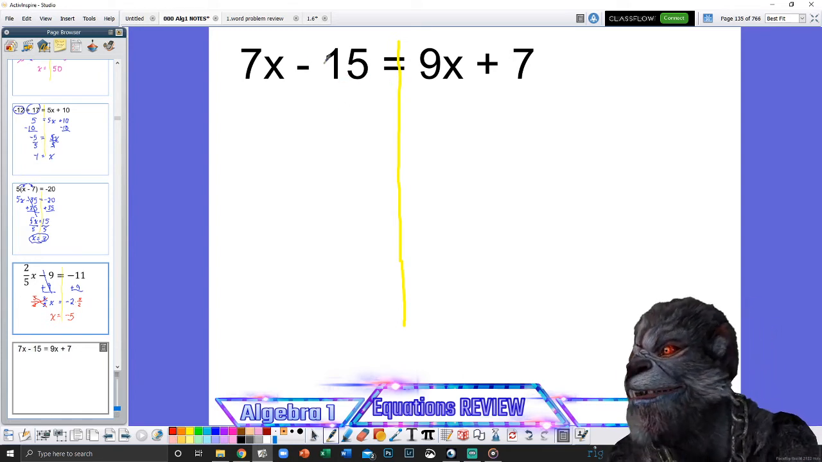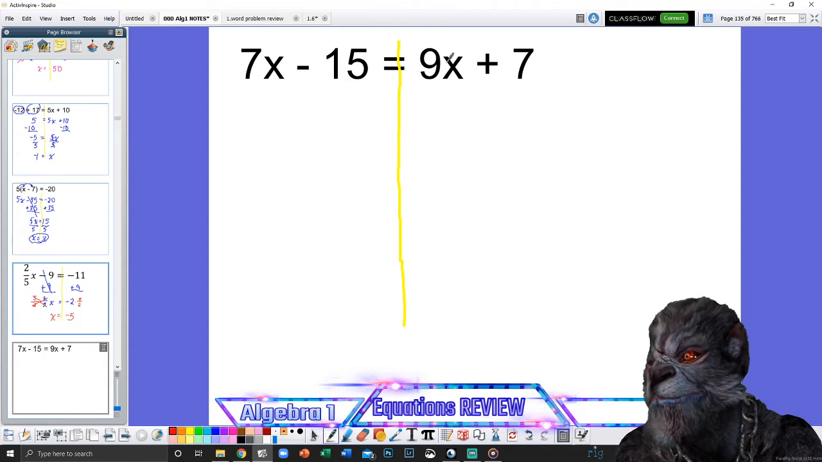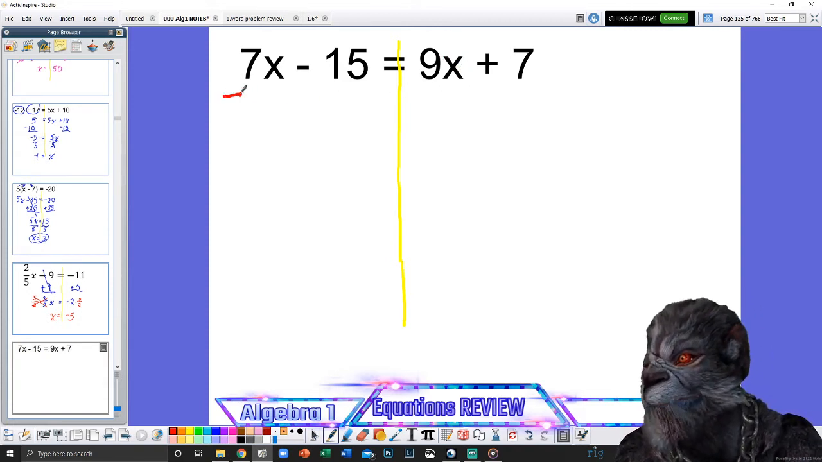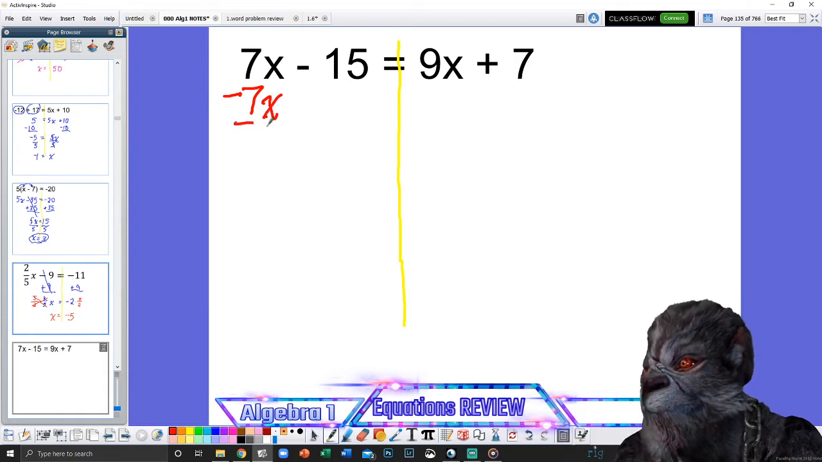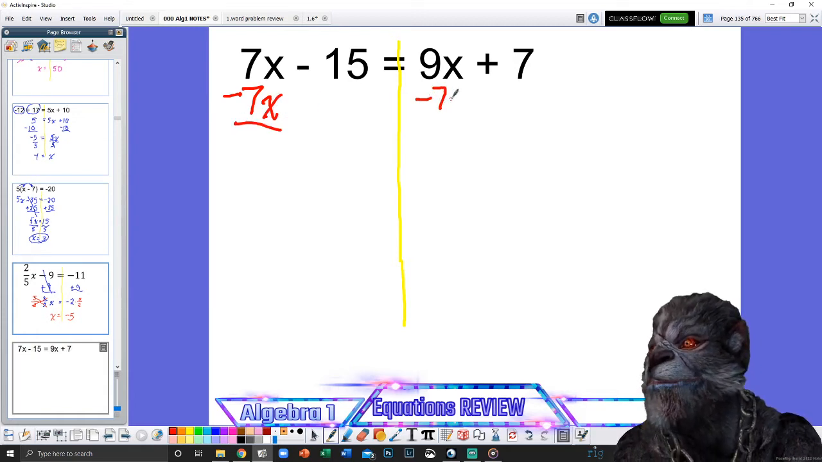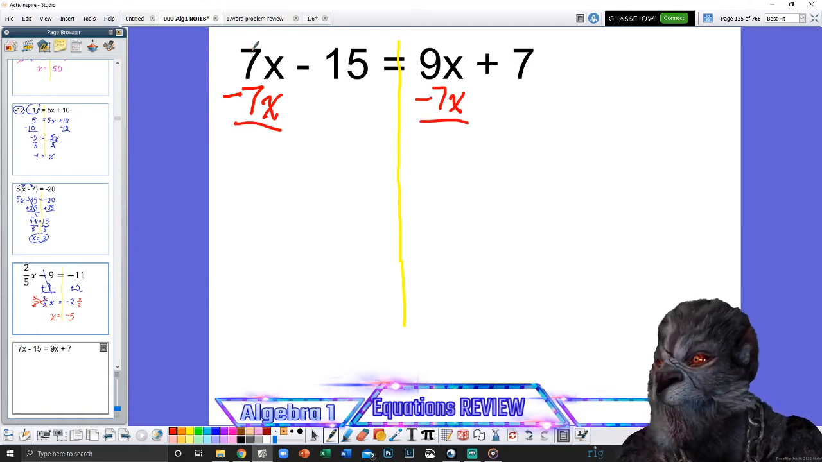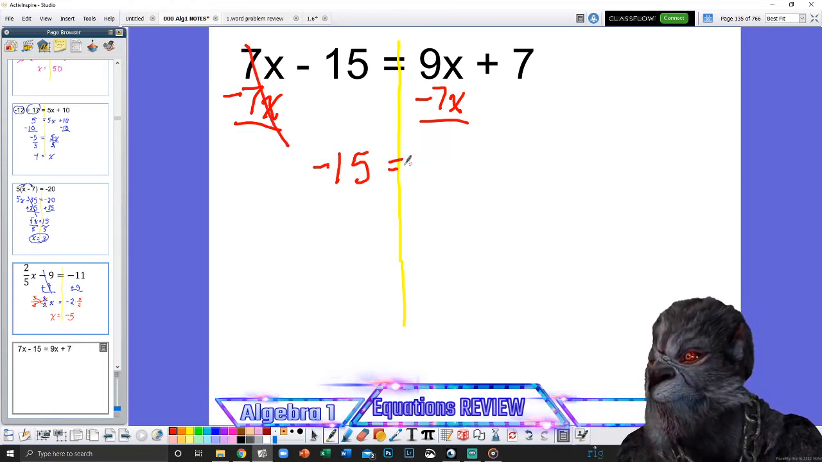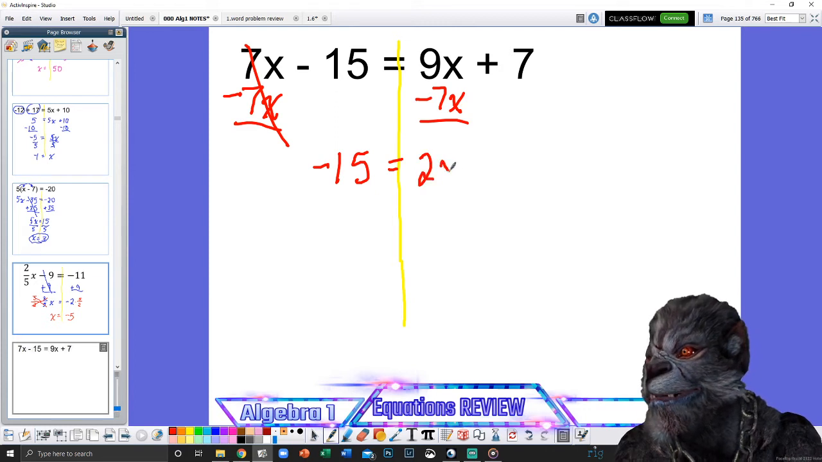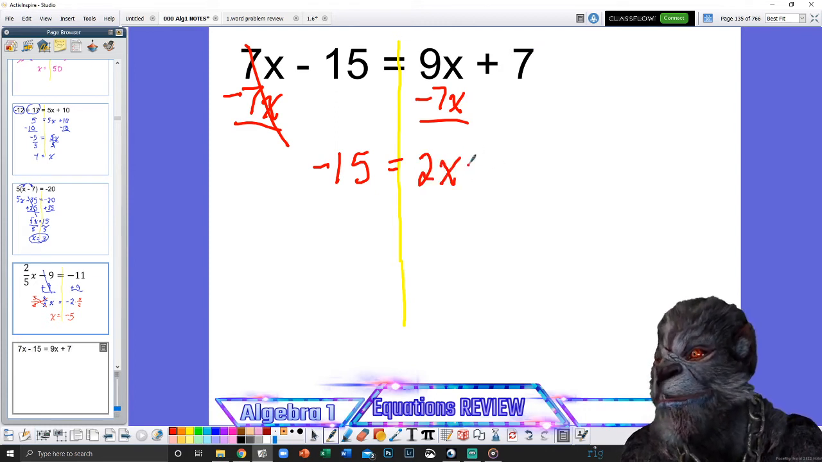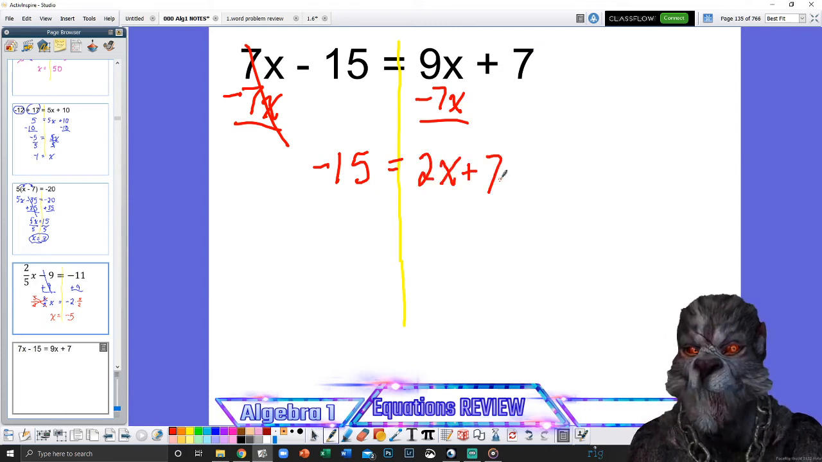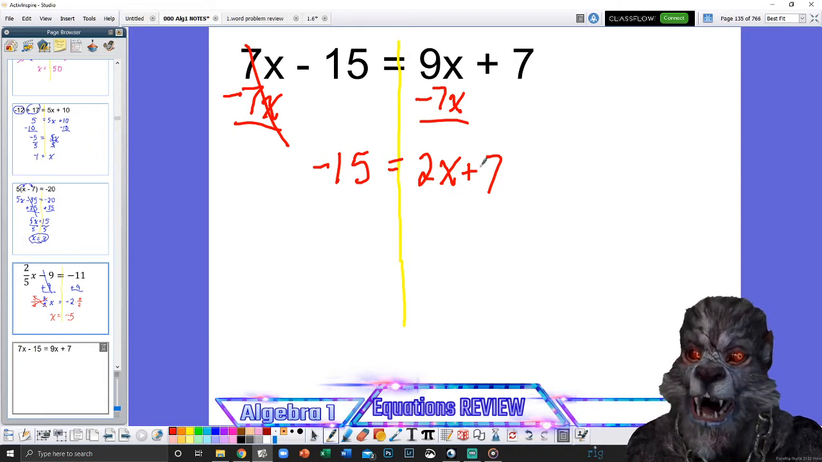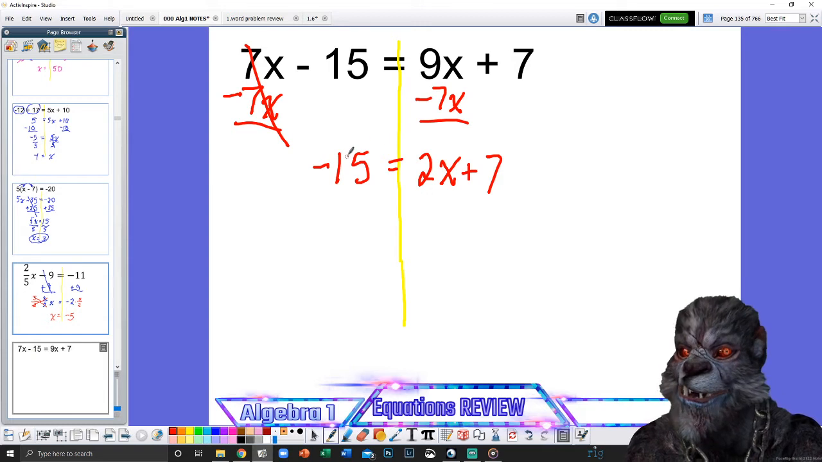First, I see that there's a 7x on the left side, there's a 9x on the right side. Now what I always like to do is get rid of the smallest x from both sides. So I'm going to subtract 7x, just like this. I'm going to copy the negative 15. This gives me 2x and plus 7. Now, x is on the right side, so I need to move the 7 over here.